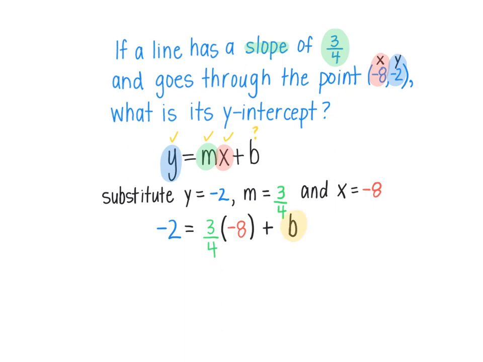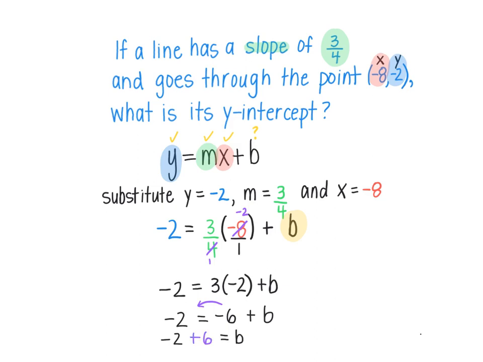We can use cross-canceling to simplify the slope being multiplied by the x value. 4 goes into -8 -2 times, and 4 goes into 4 1 time. We can simplify our equation to -2 equals 3 times -2 plus b. When we multiply 3 by -2, we will get -6. To isolate b, we will move the -6 across the equal sign. In doing so, we will change its sign to a positive.